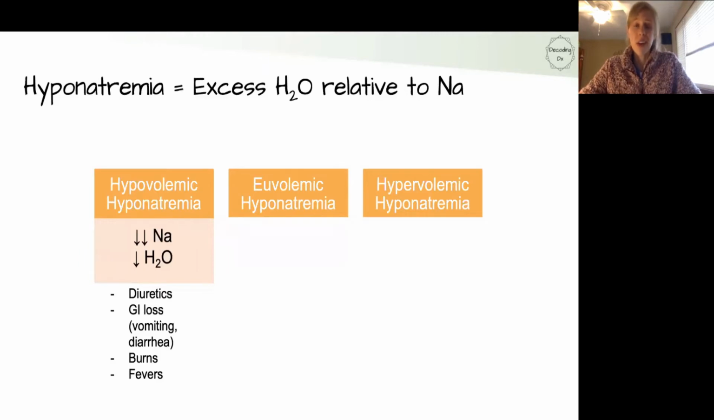So diuretics or other renal wasting of fluid, any sort of GI loss if your patient is nauseous, if they're vomiting, if they've got profuse diarrhea, if they are an acutely burned patient, or if they've just been highly febrile for a long time, that can cause insensible water losses.